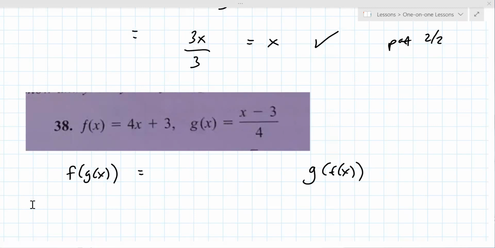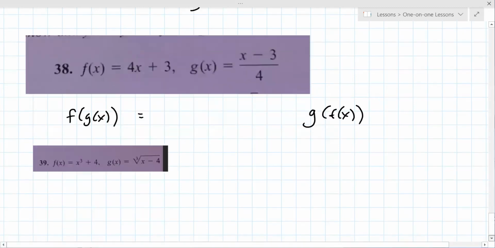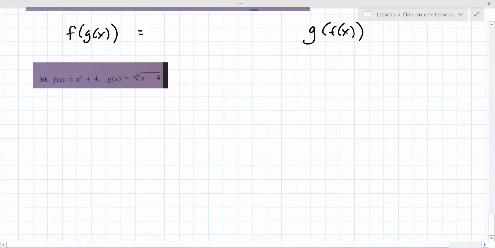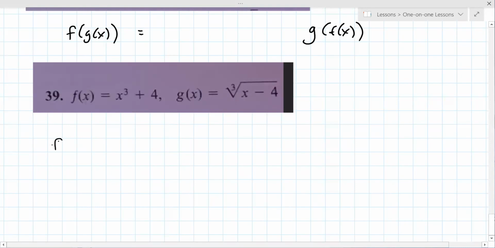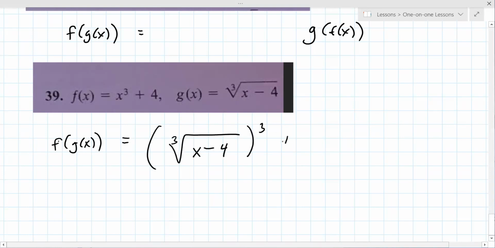When it tells you to show something, that means that they are inverses. They're not asking if they are, they're saying that they are. So let's go f of g of x, which means you're taking the cube root of x minus 4, cubed, plus 4. The cube undoes the cube root, so this becomes x minus 4 plus 4, which becomes just x. Part 1 of 2 done.